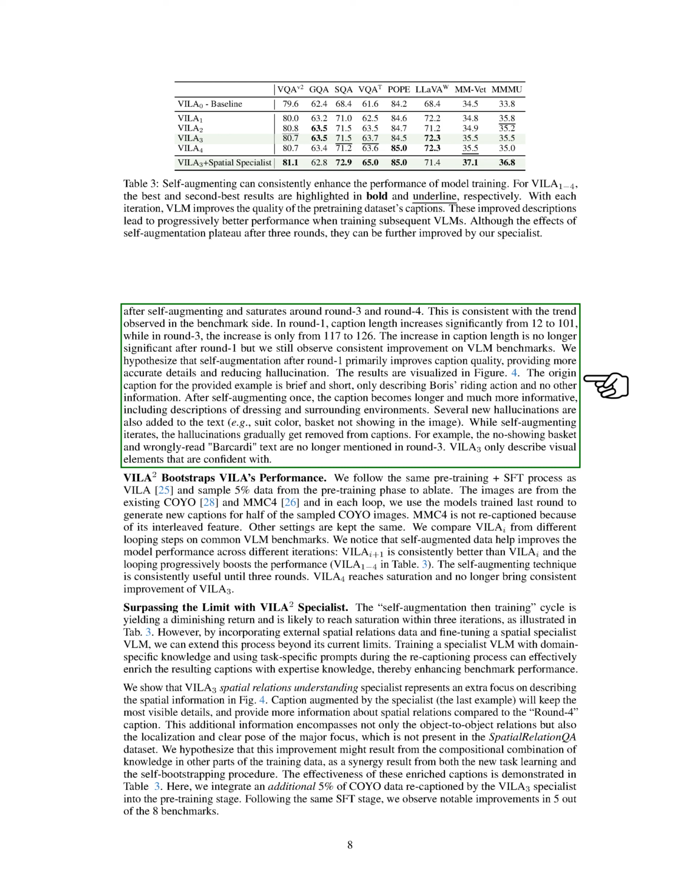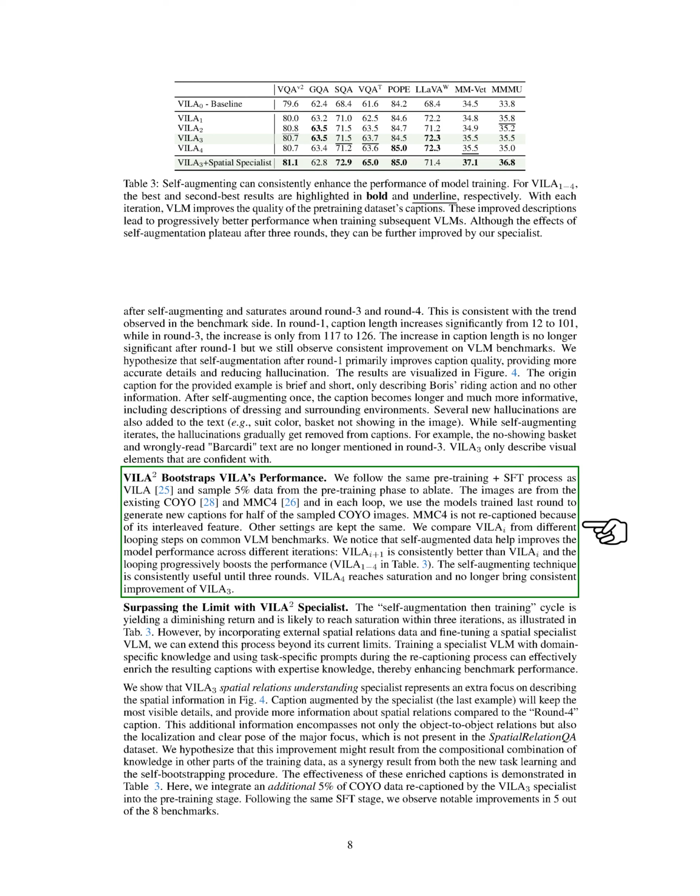We also found that VILA's performance improves through a process we followed, which includes pre-training and supervised fine-tuning. We sampled 5% of the data from the pre-training phase to evaluate our approach. The images used were from existing datasets like COYO and MMC4. In each iteration, we used the models trained in the previous round to generate new captions for half of the sampled COYO images, while we did not recaption MMC4 due to its mixed features. We kept other settings consistent.